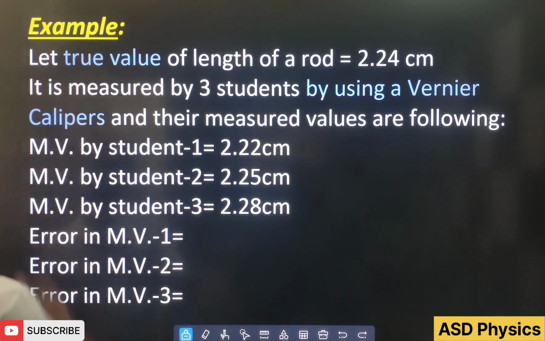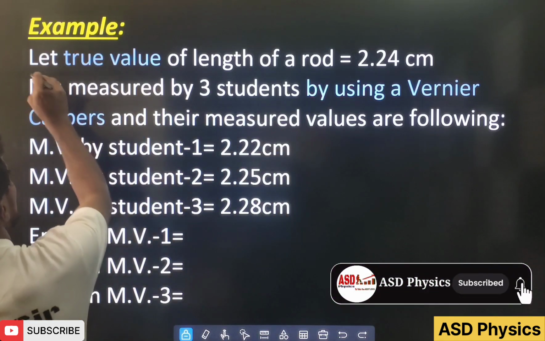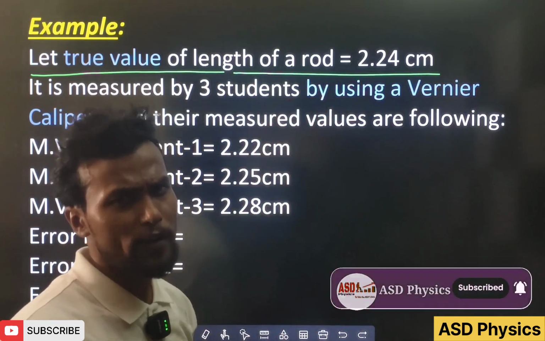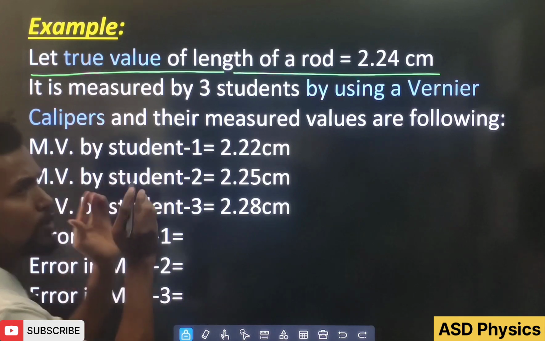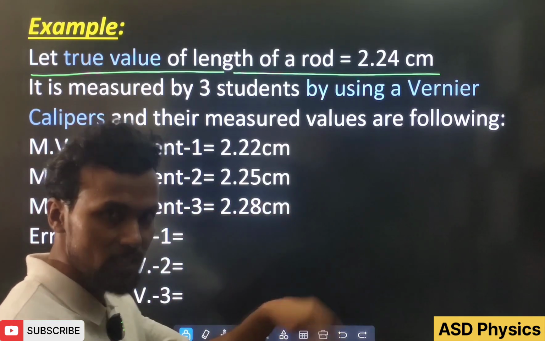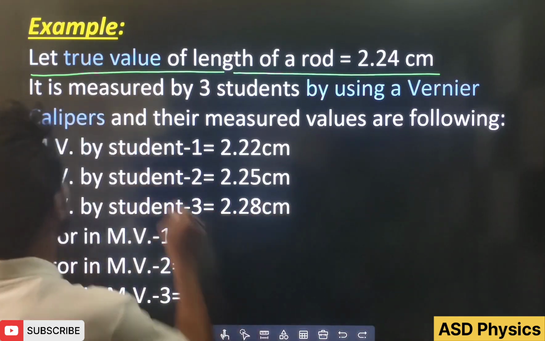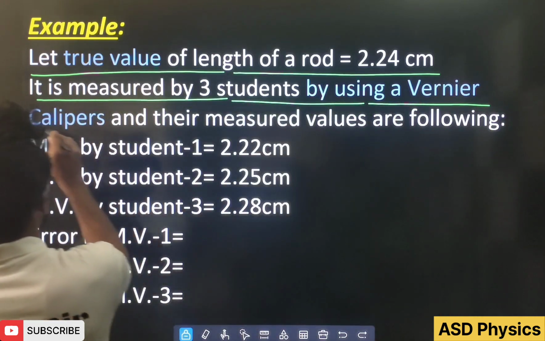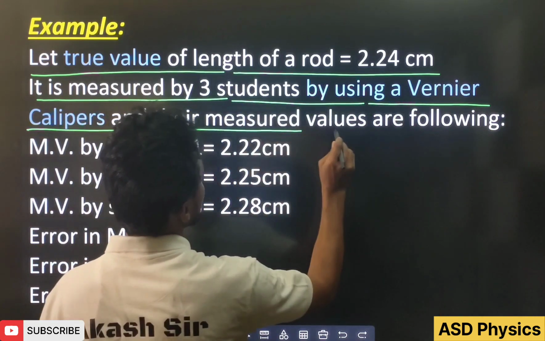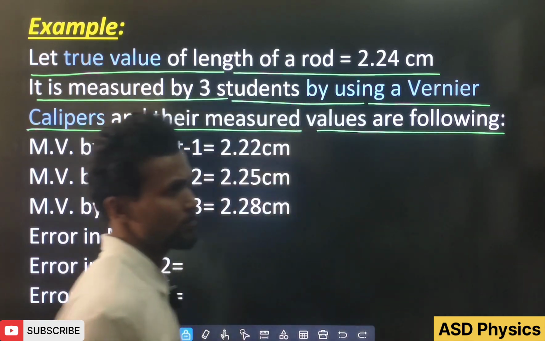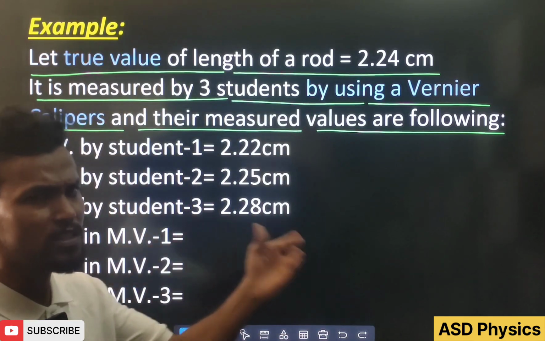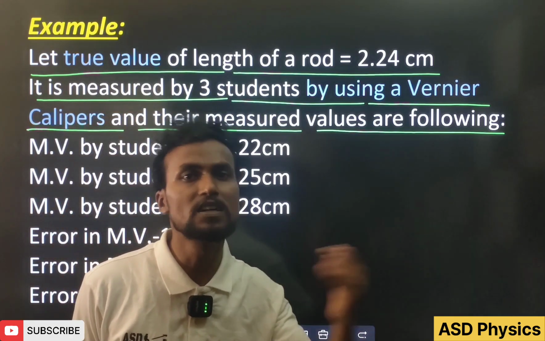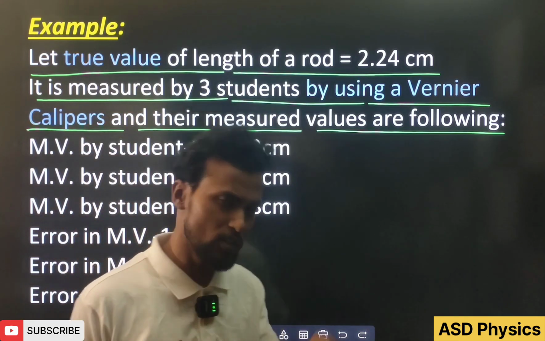Now, one example. See here, let the true value of the length of a rod be 2.24 centimeter. This is the true value as of now. We have got the true value directly. Later we will learn how to get this true value also. Now it is measured by 3 students using a vernier calipers, and their measured values are as follows. The 3 students are going to measure one by one using the vernier calipers, and for the vernier calipers, the least count is 0.01 centimeter. We will see that.